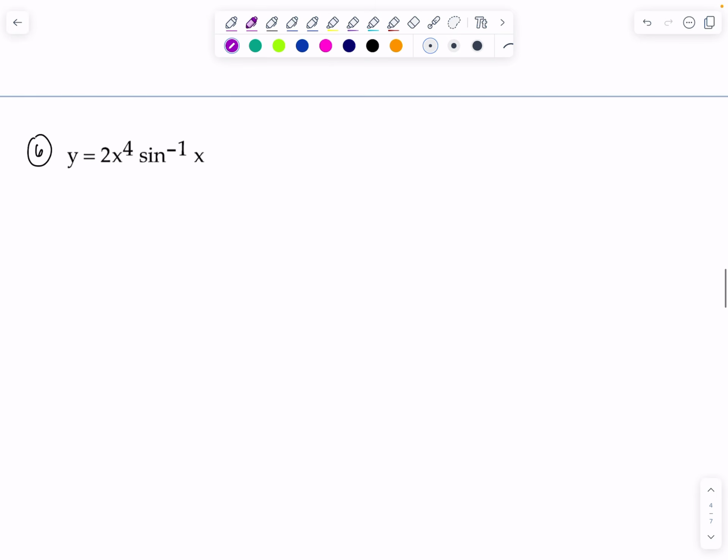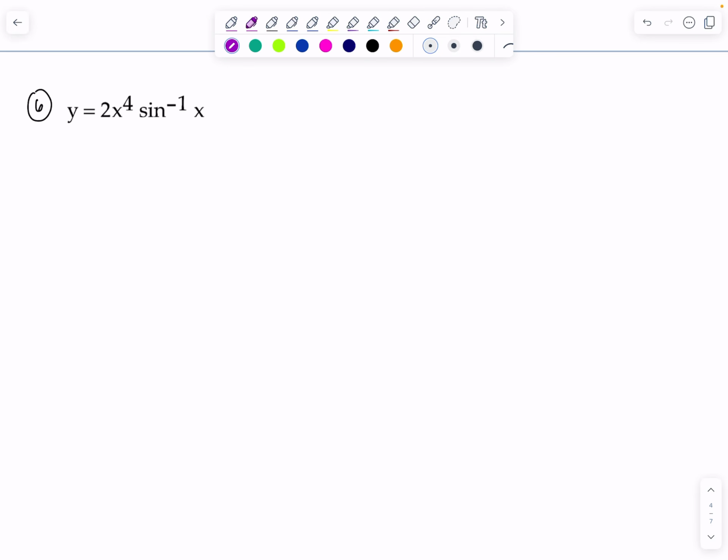All right, we've done a bunch of chain rule. Let's practice with a different differentiation rule, the product rule. So y equals 2x to the 4th times sine inverse of x. Notice here I have a product of two functions, 2x to the 4th and sine inverse of x. So we're going to use the product rule.